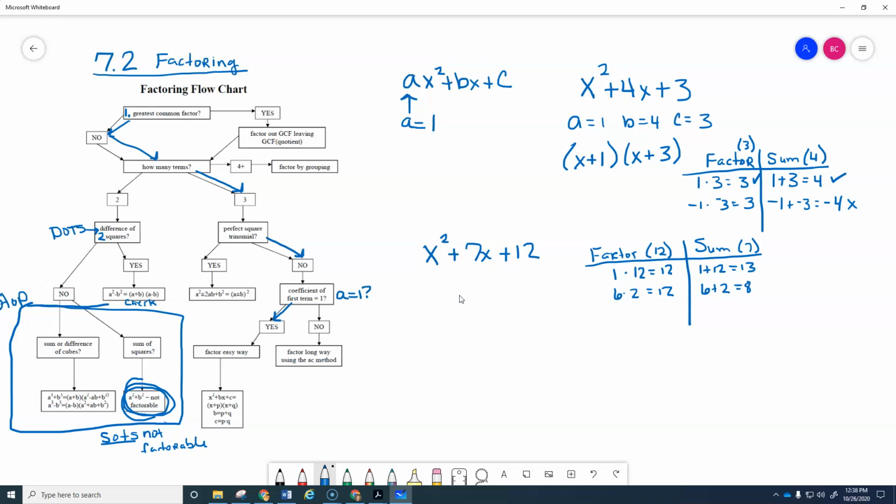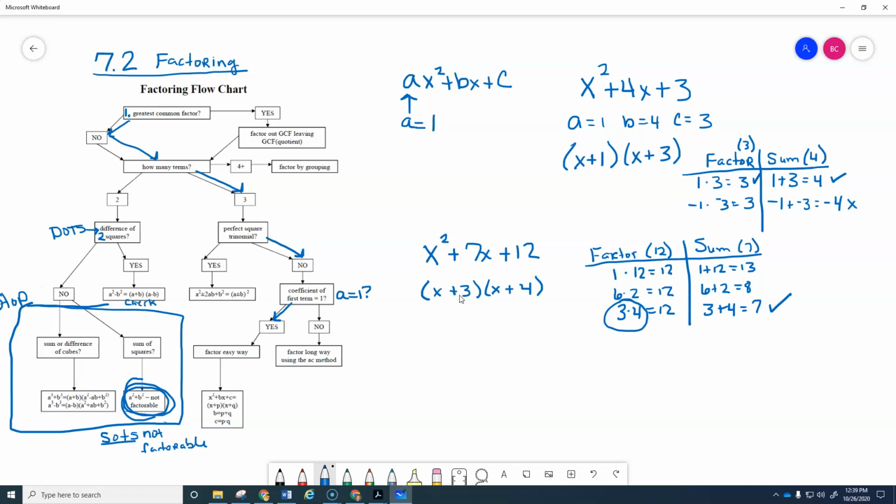So let's try another one. What about 3 times 4? 3 times 4 gives me 12, and 3 plus 4 gives me 7. So this is the pair that I need right here. It gave me the 7. So that means I'm going to come over here, and this is going to be x, and this is going to be x, and this is a positive 3, and this is a positive 4.